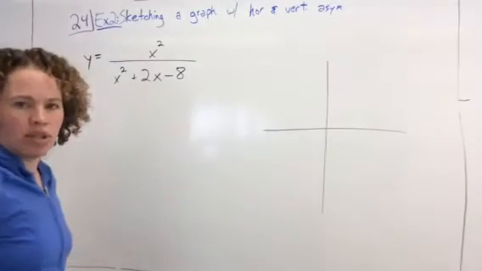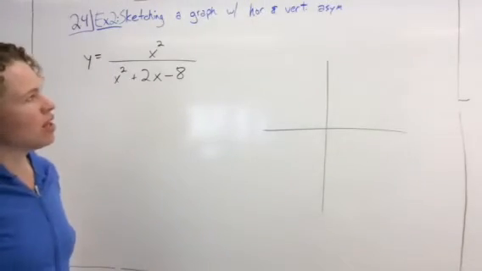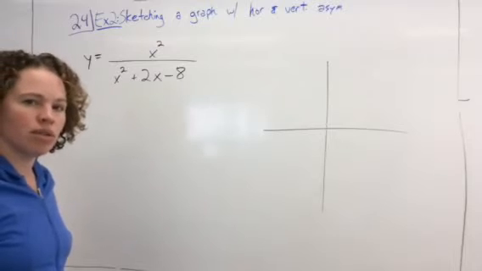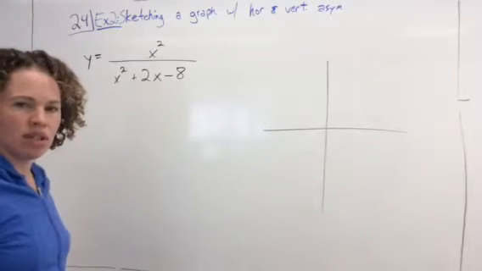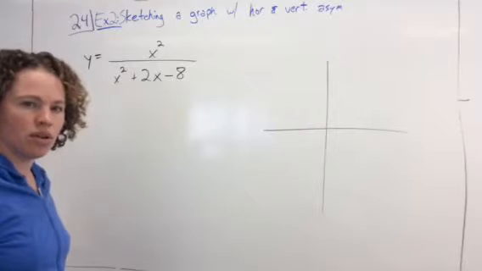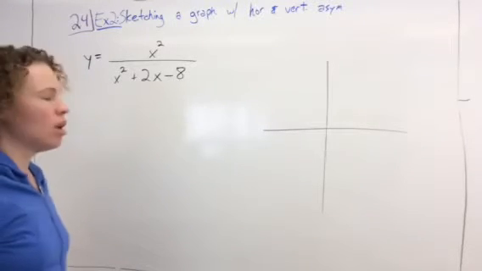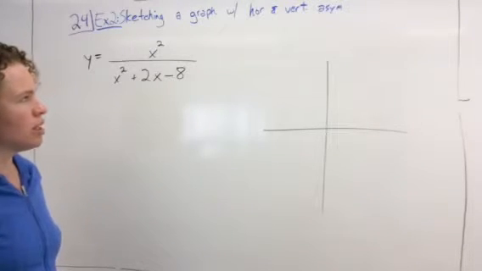So now we're at example 2, where we're supposed to be sketching a graph with horizontal and vertical asymptotes. Again, this is a revisit of some stuff that we've done earlier, so you can use your cheat sheet to review what we're looking for with horizontal and vertical asymptotes.